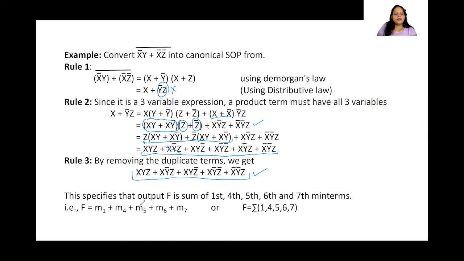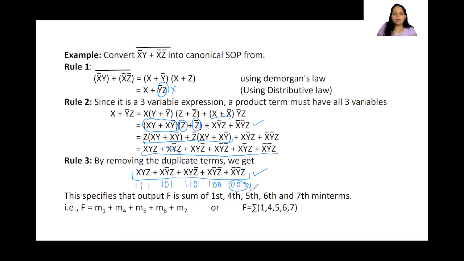Now this specifies that output f is the sum of the first, fourth, fifth, sixth and the seventh min term. How is that? Wherever we have a non-bar, we will write it as 1, so xyz is 1, 1, 1, and xy bar z becomes 1, 0, 1, and this becomes 1, 1, 0. This becomes 1, 0, 0, and this is 0, 0, 1, isn't it?